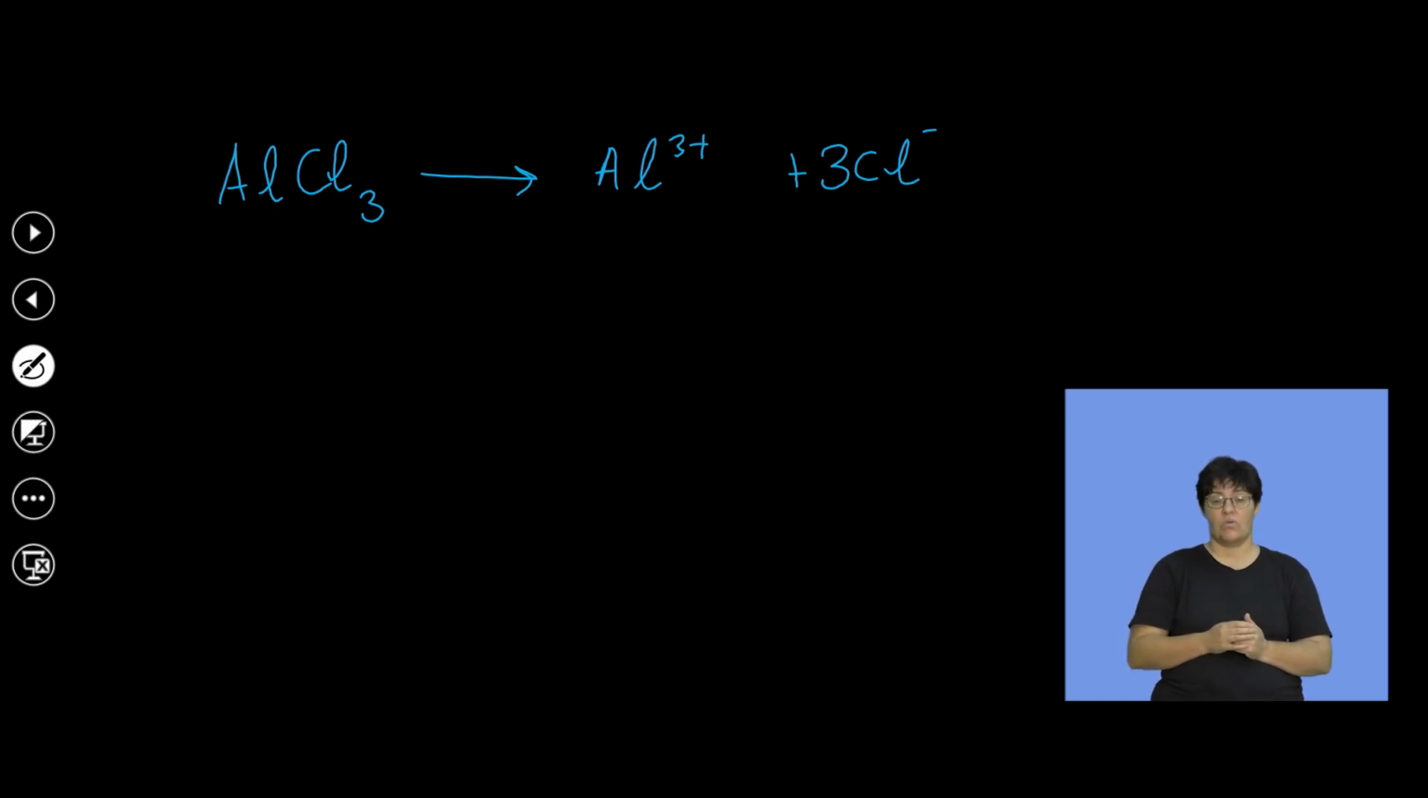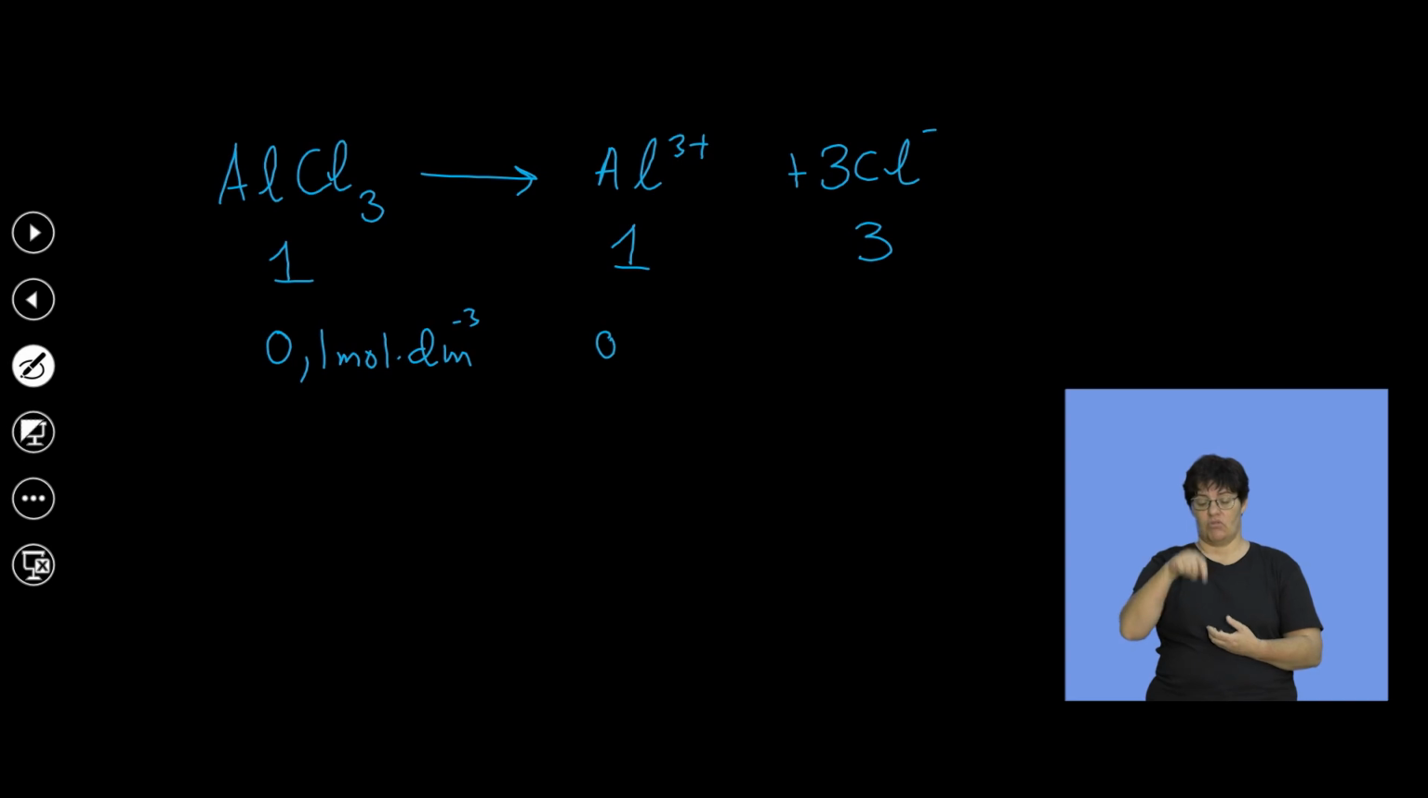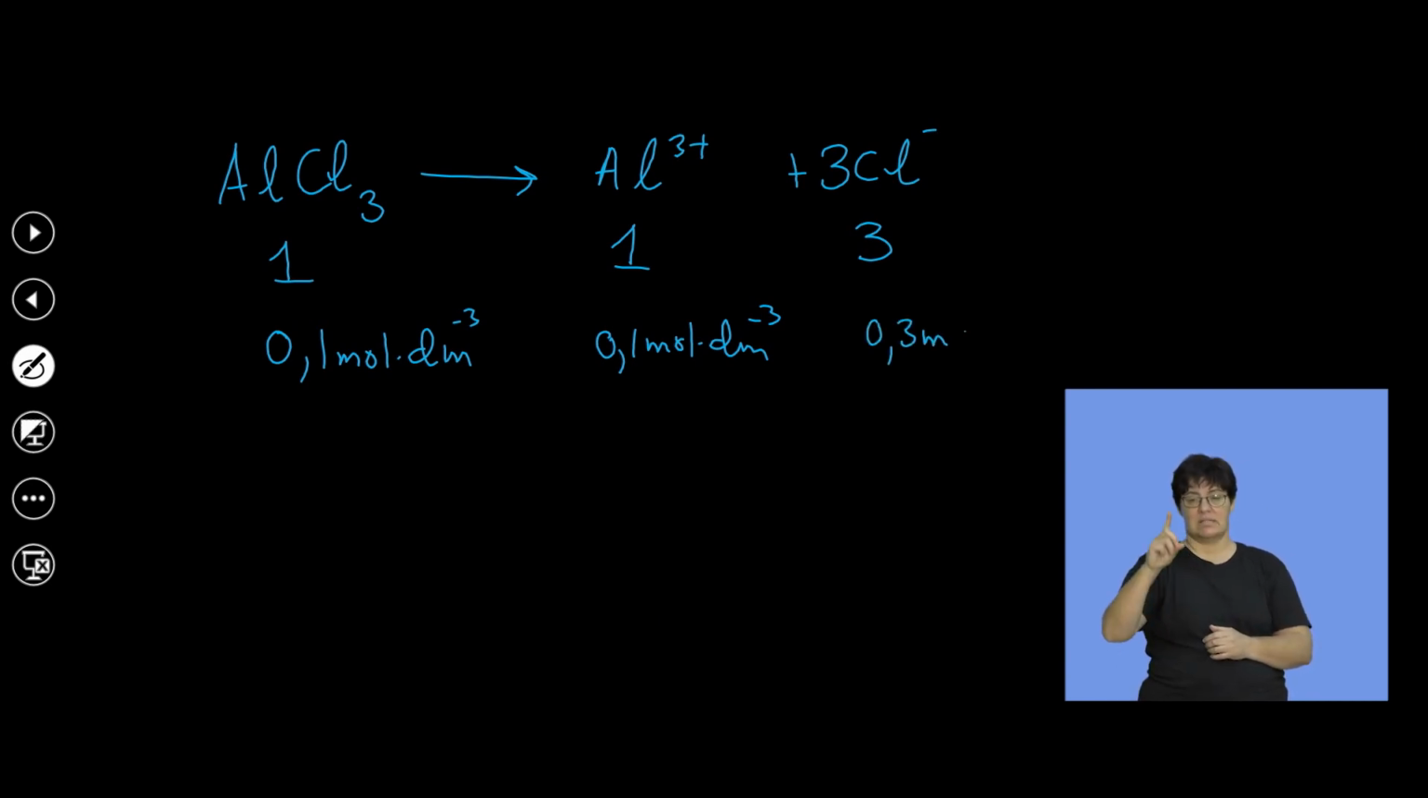So the stoichiometric ratio once again is 1:3. If this completely dissociates, we will have a concentration of 0.1 mole per cubic decimeter of the aluminium ions. And then the chloride will be 3 times the number of moles, so the concentration will also be 3 times bigger, which is 0.3 moles per cubic decimeter of the chloride. So the ratio remains 1:1:3.